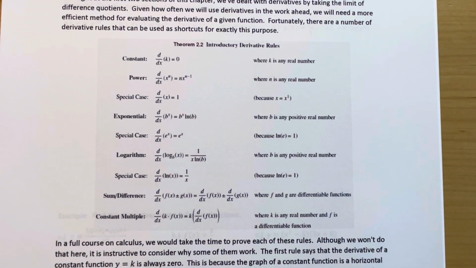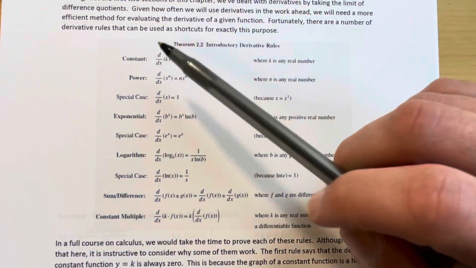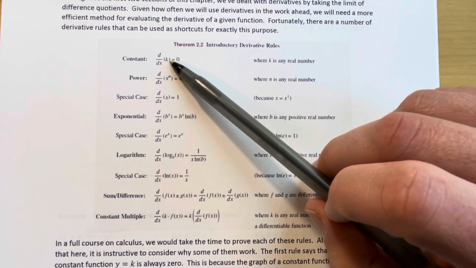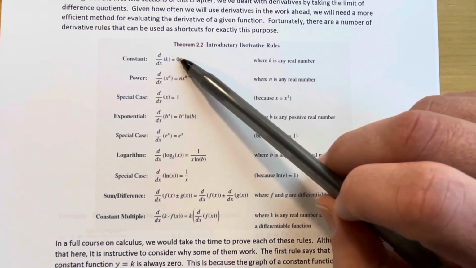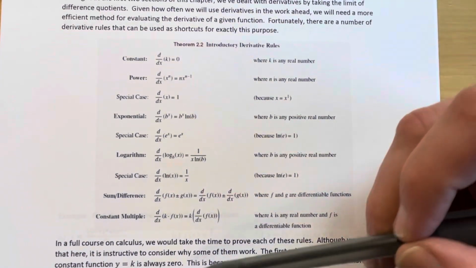I will talk through the logic behind some of them, because it is important for you to have a sense of why these things work. But beyond that, we're going to just take for granted that they work. So in this table, we have rules for taking the derivatives of several different classes or types of functions. If you want to take the derivative of a constant function, let's say k is just some constant, then the derivative of that will always be 0. We'll talk about why that makes sense in a minute.